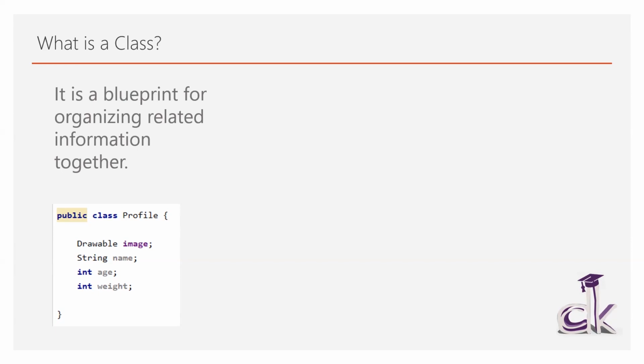And the only thing that you need to take care of here is you need to make sure that you pass in the right data type. And for the image, it is the drawable in Android, and for name it is just a string, and since age and weight are numbers, you're going to pass in the int data type. Okay, now let's say I want to enter the information for myself.